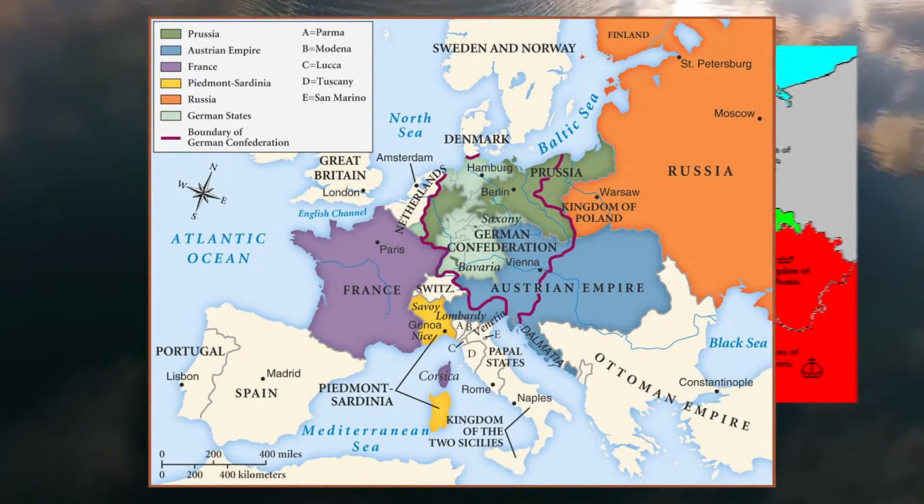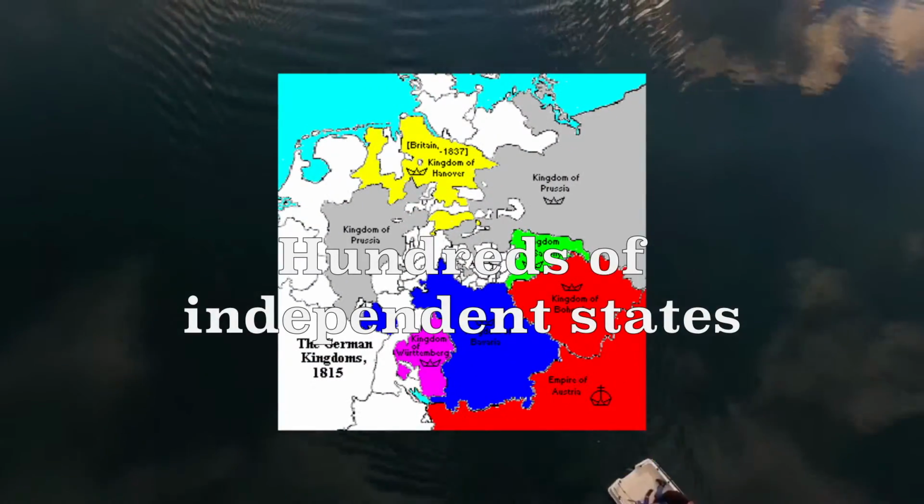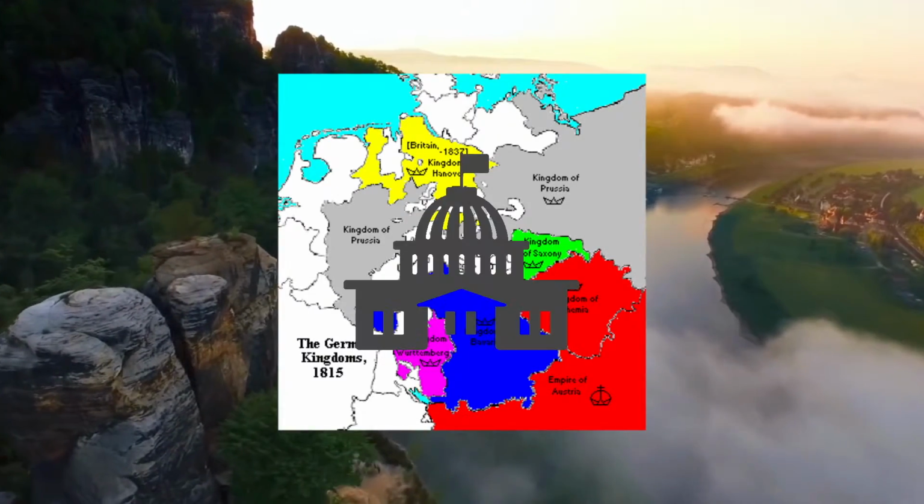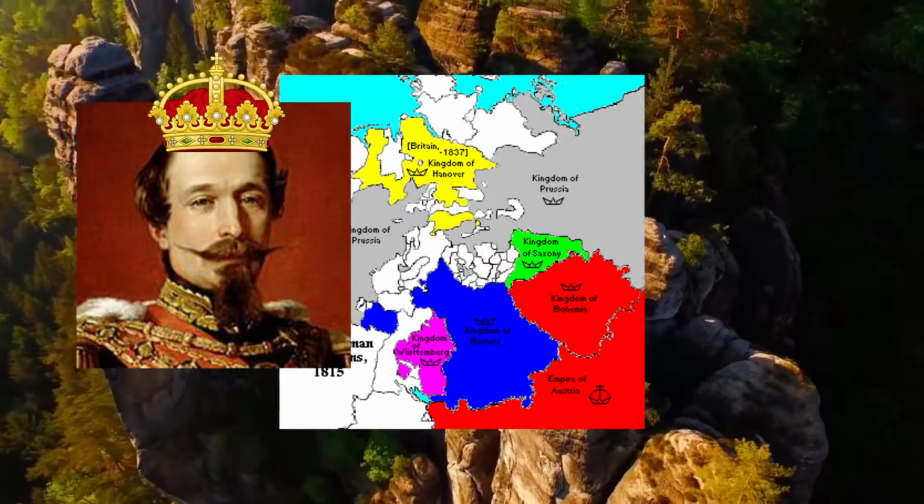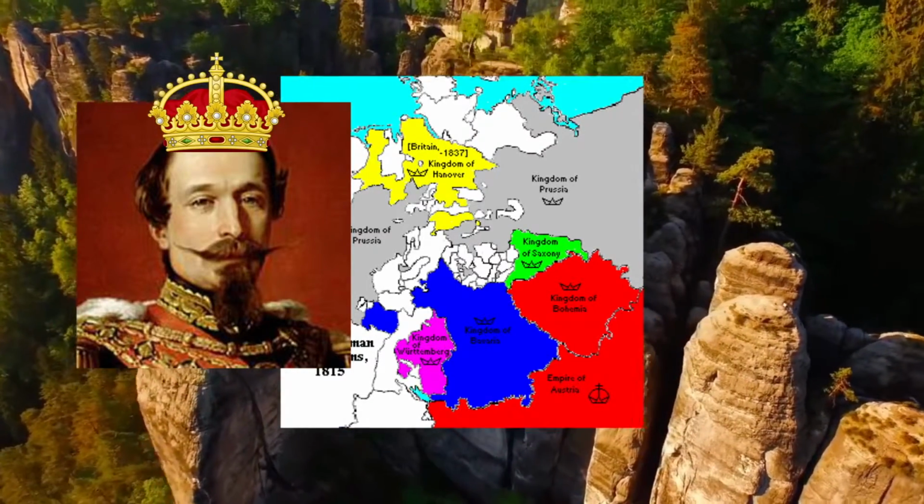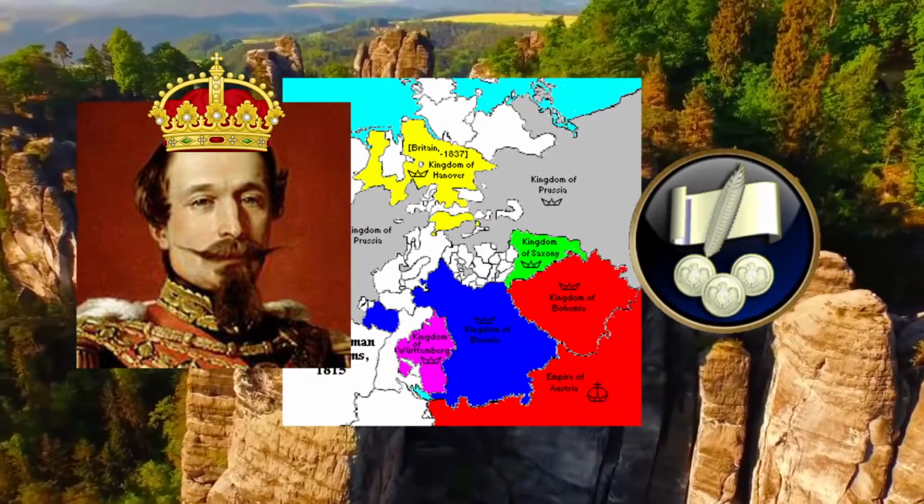Before Germany unified, it was broken into hundreds of independent states. These states did not have a common government. While Napoleon held power, he reduced the number of states in Germany. These states shared the same culture, but no actual country.